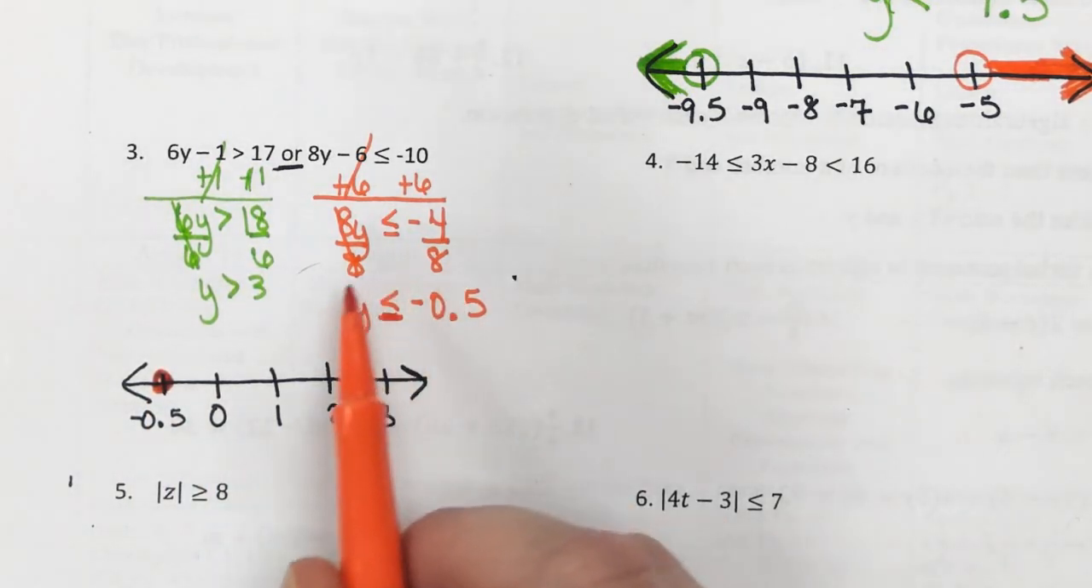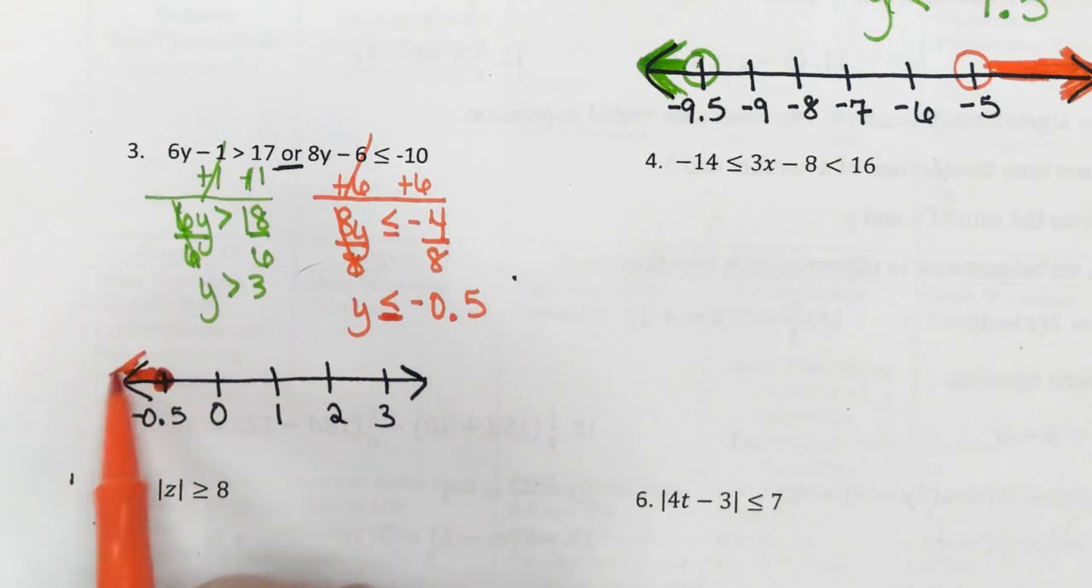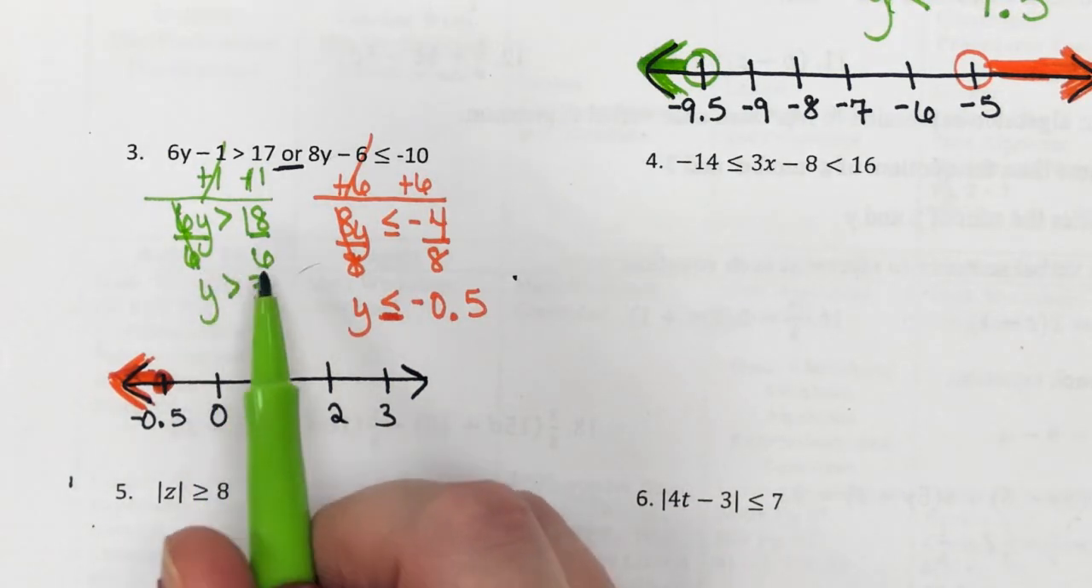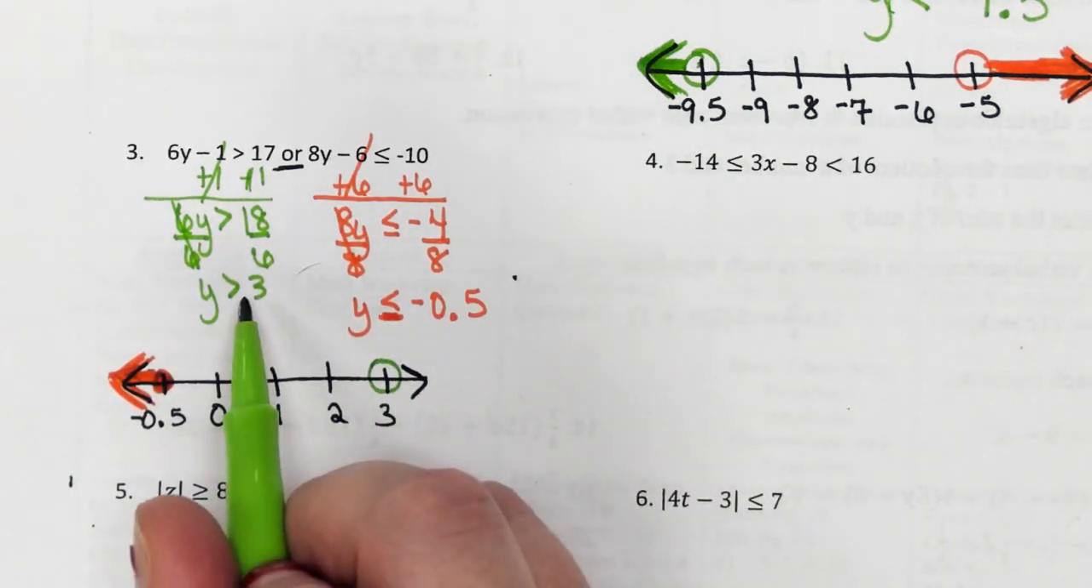And then where's the negative 0.5 shade? Which way? To the left. There you go. And then the other one, 3. What kind of circle does it give? That one gives an open. And where's that?